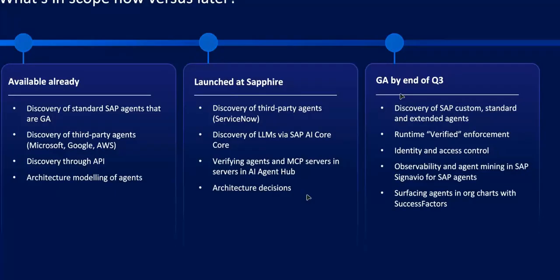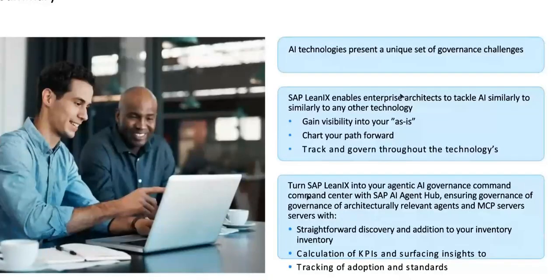So yes, linking everything together, I want to give you a summary view. I wanted to tell you that AI technologies present a unique set of governance challenges, and you can build a foundation for AI governance by following a three-step approach. The first step is, of course, gaining visibility into your as-is AI landscape, then charting your path forward as a second step, and then tracking and governing throughout the technology's life cycle. So that's something that I shared with you, a three-step approach.